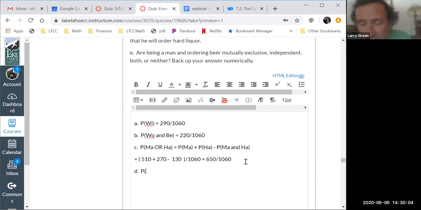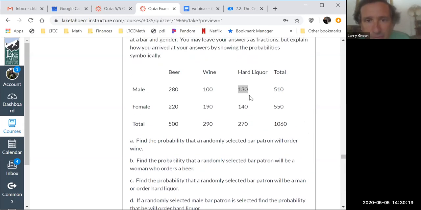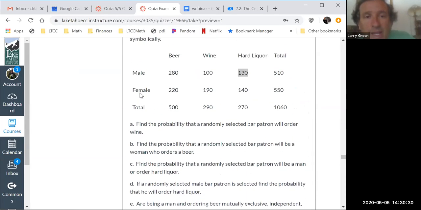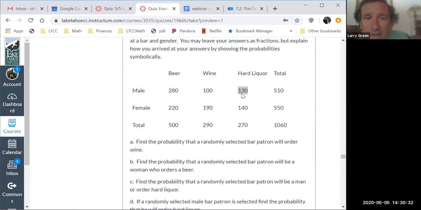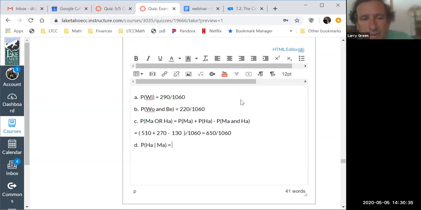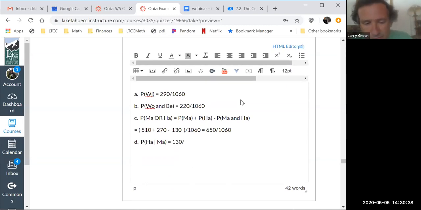So it's the probability of hard liquor. I'm just going to write HA for hard liquor. And this is a given problem, given man. So now we find hard liquor males. That is 130. And then we say that we know the person is a man, and there were 510 men. So 130 over 510. Any questions on that?